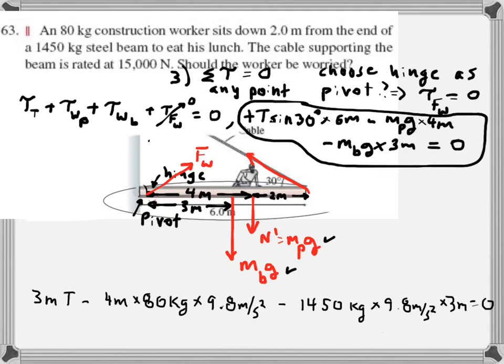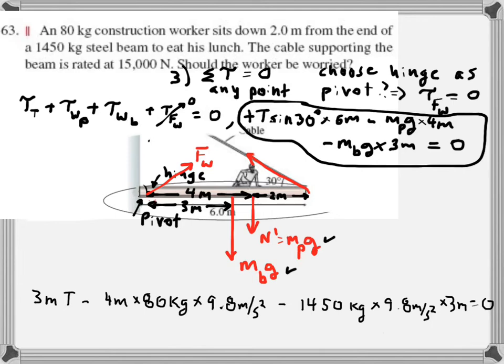The first term is T sine of 30 times 6 meters. The sine of 30 degrees is 0.5, so 0.5 times 6 is 3. So I'm writing that as 3 meters times the tension, minus the 4 meters, which is the moment arm of the weight of the person.